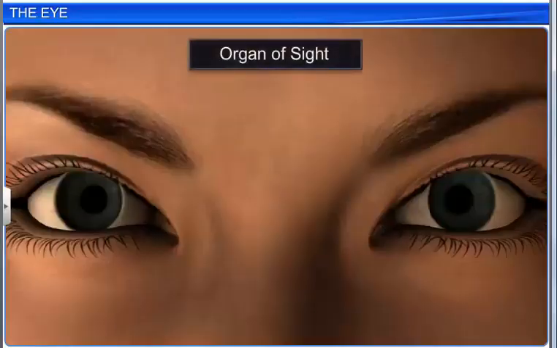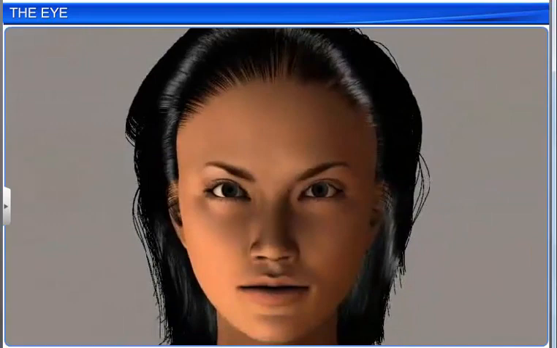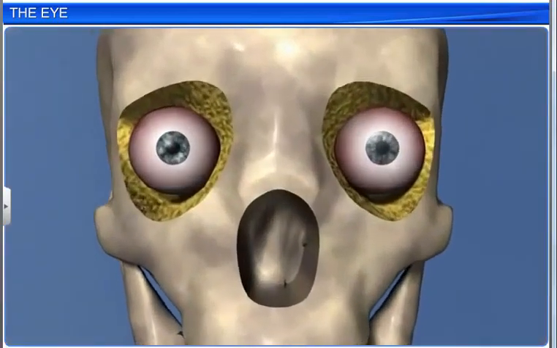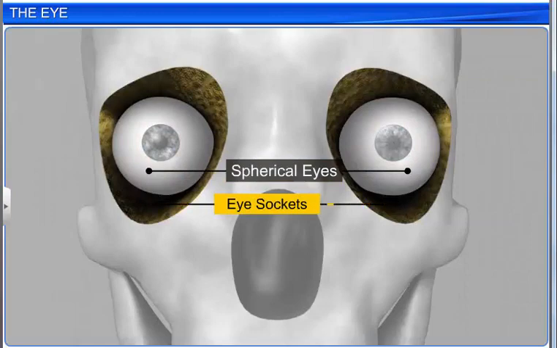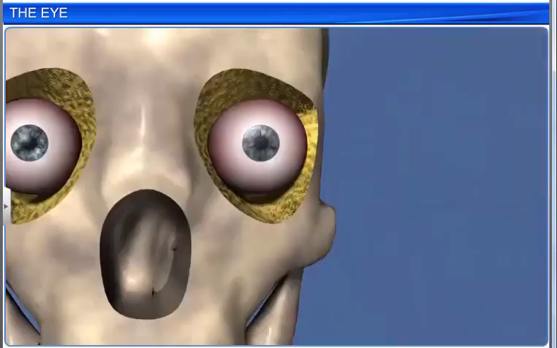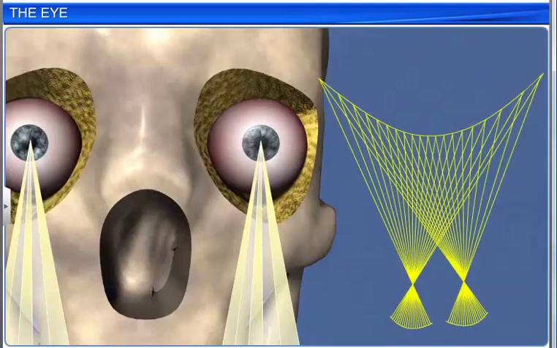The eye is the organ of sight. It helps detect changes in the environment and dispatches signals to the central neural system. Human beings have a pair of spherical eyes located in eye sockets or orbits of the skull. The eyes are directed forward and adapted for binocular vision.